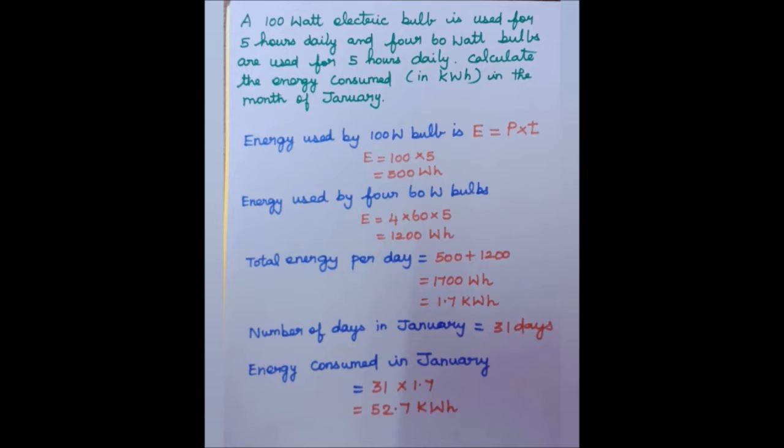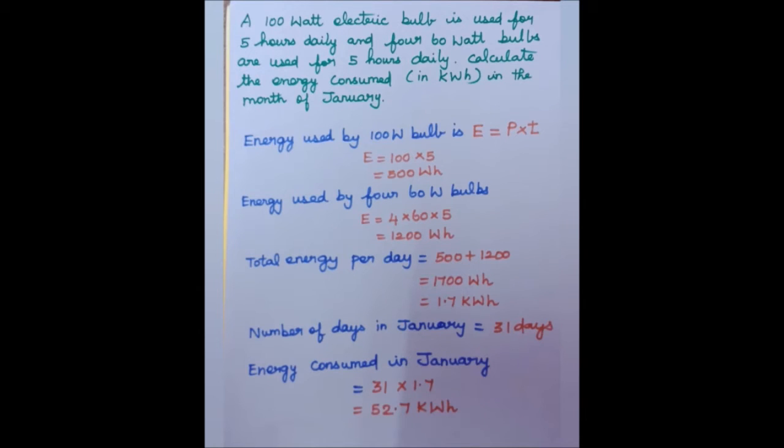Total energy per day. Energy consumed by the 100 watt bulb is 500 plus energy used by the 60 watt bulbs is 1200. That should be equal to 1700 watt hour. We have to convert into kilowatt hour. So divided by 1000 we get 1.7 kilowatt hour.